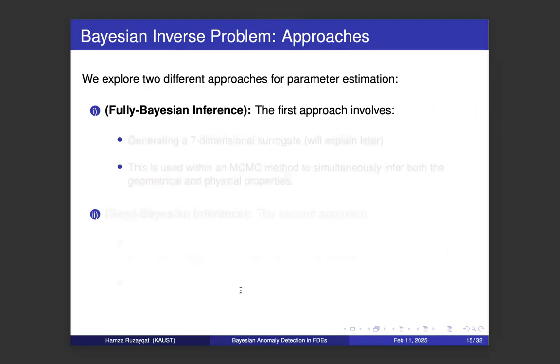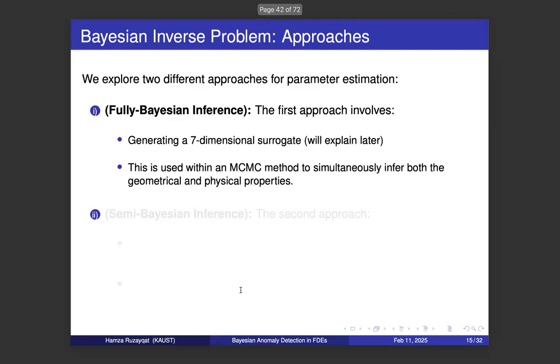Okay, now we move to the Bayesian inverse problem. So we consider two approaches. And this is to answer Alexander's question. The first approach is to generate a 7-dimensional surrogate in order to call the solver inside the MCMC routine. And in this we will infer both the geometrical and physical properties. So all 7 parameters.